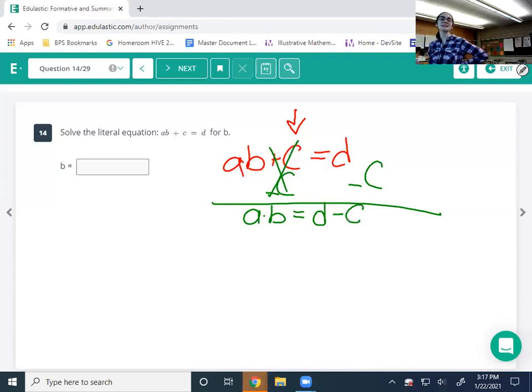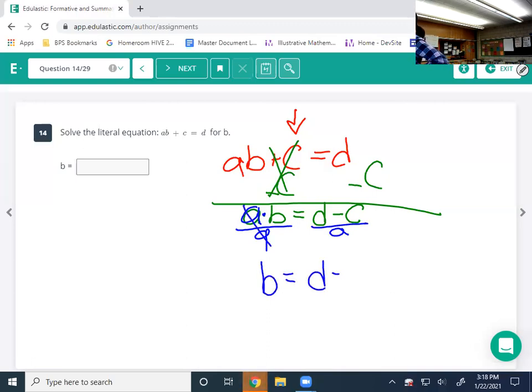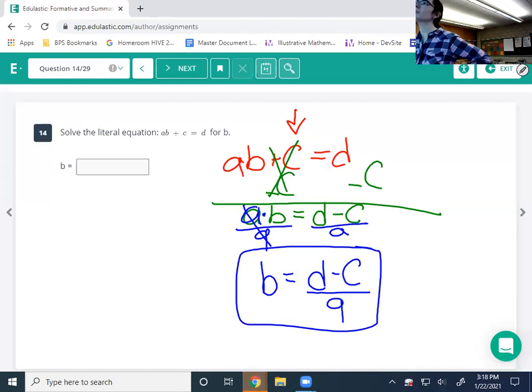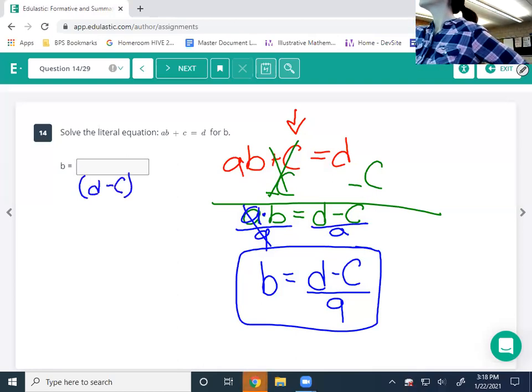Okay. Now I need to get the B by itself. So I need to undo that multiplication that's attaching my A. Undo that multiplication by dividing by A. Divide by A. I'm going to get left with B is equal to D minus C divided by A. If you were to type it in this box here, you would type it in with parentheses, D minus C divided by A.